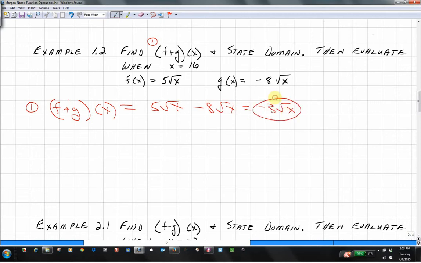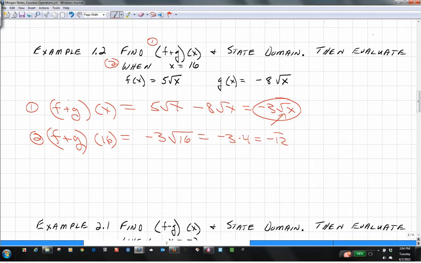So I combined them. Now the next part would say, okay, evaluate them when x is 16. So let's do that and use the right nomenclature. So I'm taking the combination of f and g added together, and I'm going to evaluate that at 16. So I'm putting 16 in for x. So I put it in parentheses. And then I say that would be equal to a negative 3 times the square root of 16. Put 16 into that x. That would be equal to a negative 3 times 4. That'd be a negative 12.